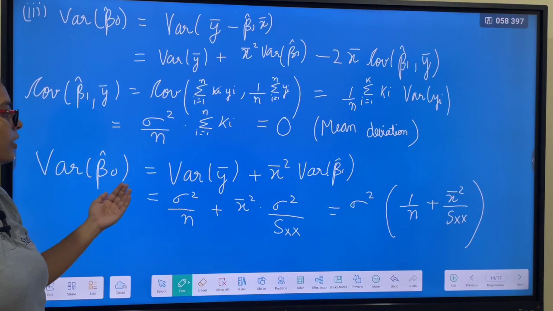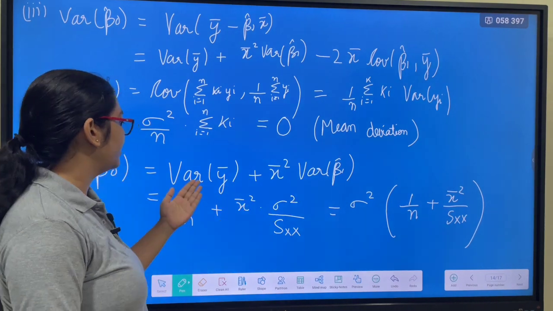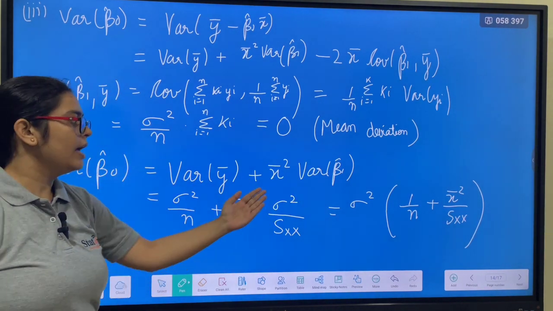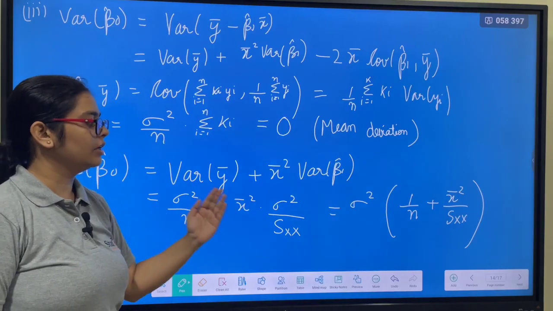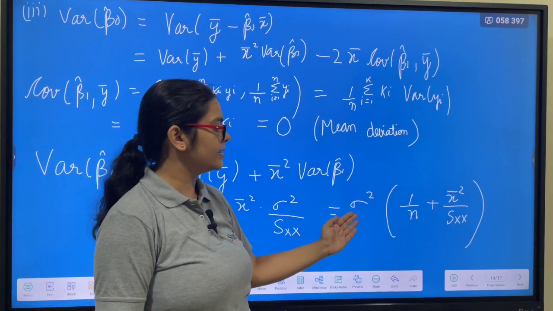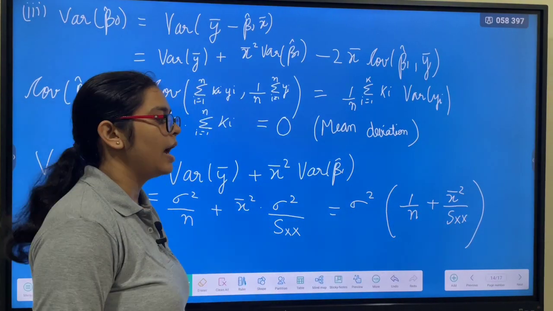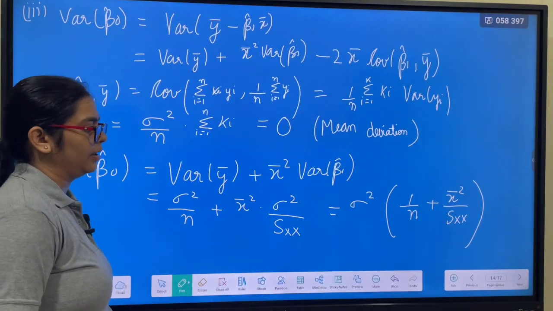Hence, variance of beta naught cap can be written as variance of y bar plus x bar square variance of beta 1 cap. Variance of y bar is sigma square upon n, and variance of beta 1 cap we have calculated earlier is sigma square upon sxx. Taking sigma square common, we will get sigma square into 1 upon n plus x bar square upon sxx as the variance of beta naught cap.